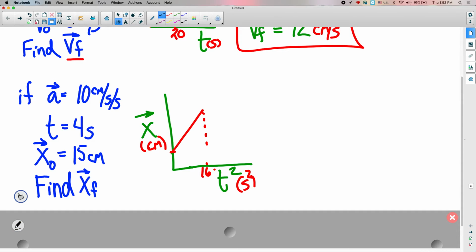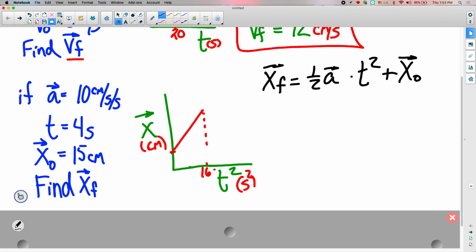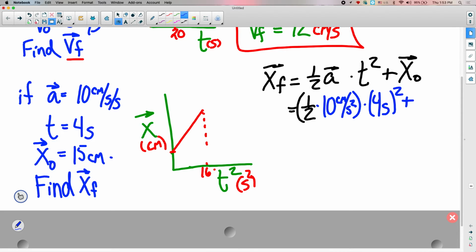So how do we calculate this? First, you start with the general equation. Final position is equal to 1/2 the rate of acceleration times the clock reading squared plus the position when time equals 0, or the y-intercept. Well, for this case, we know that 1/2 the acceleration in this case is 10 centimeters per second squared, times the clock reading squared. So we have 4 seconds, but that is squared, plus the starting position of 15 centimeters, which goes there.